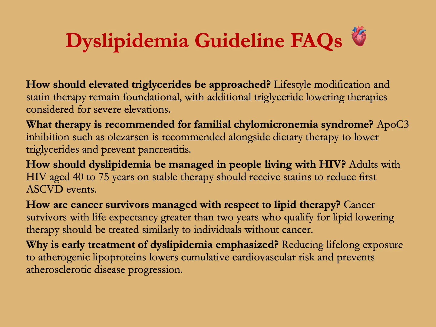How should dyslipidemia be managed in patients living with HIV? Adults with HIV aged 40 to 75 years on stable therapy should receive statins to reduce first atherosclerotic cardiovascular disease events. How are cancer survivors managed with respect to lipid therapy? Cancer survivors with life expectancy greater than 2 years who qualify for lipid-lowering therapy should be treated similarly to individuals without cancer.